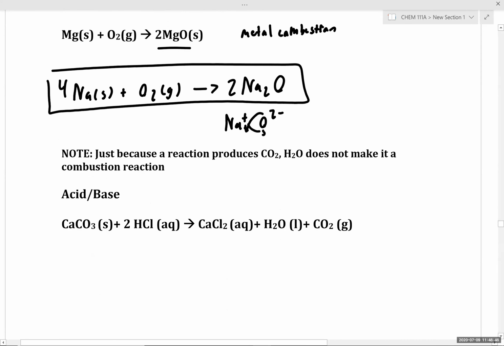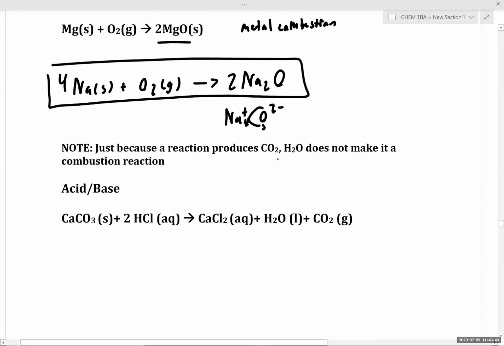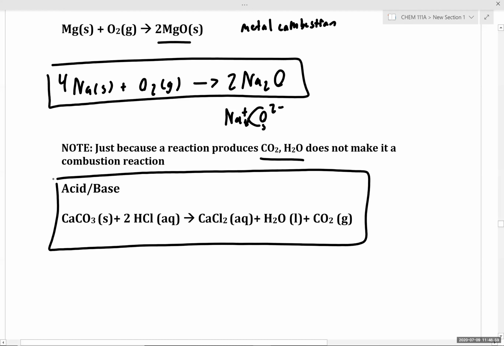Okay, now one critical thing that I want you to note. Just because a reaction makes carbon dioxide and water does not mean you have a combustion reaction. For example, the following reaction below is an acid-base reaction. It makes carbon dioxide and water, but it's not a combustion. We need oxygen gas for a combustion reaction. Does this idea make sense so far?